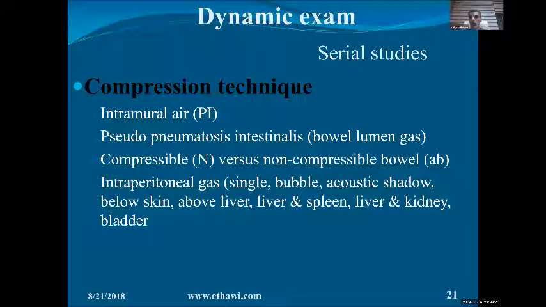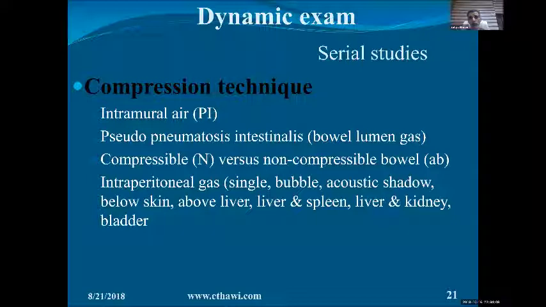And that's what we call dynamic exam. So dynamic exam, you do it in two ways. Either you compress with your transducer, or you turn your baby. That's what we call dynamic serial studies, to differentiate between gas in the lumen, gas in the wall, and gas in the peritoneum.